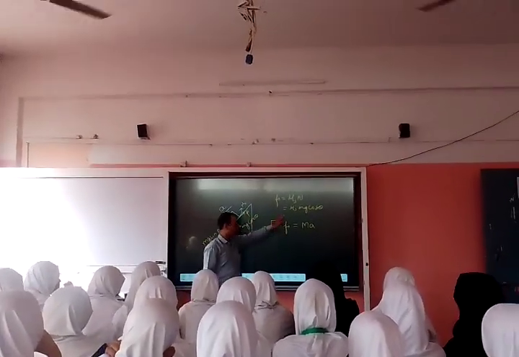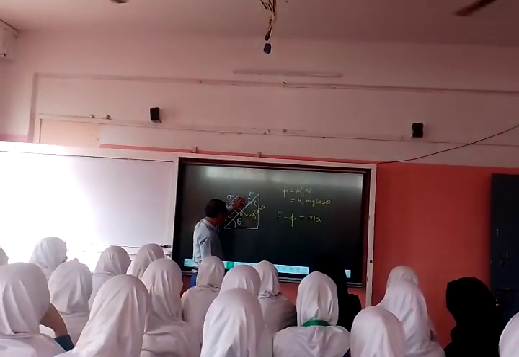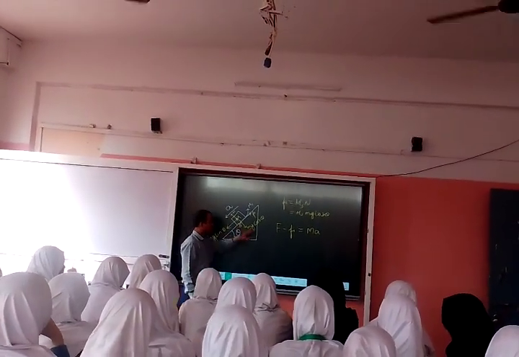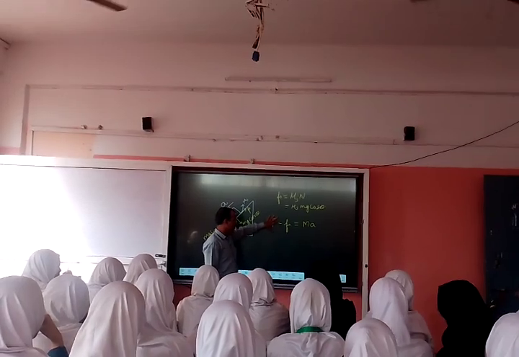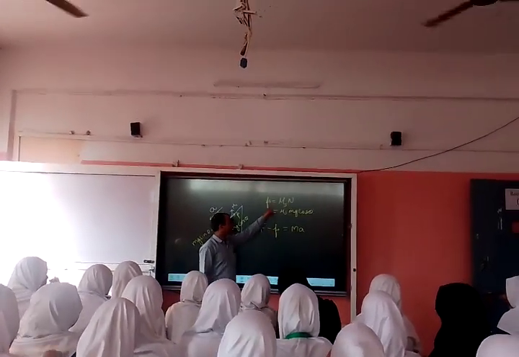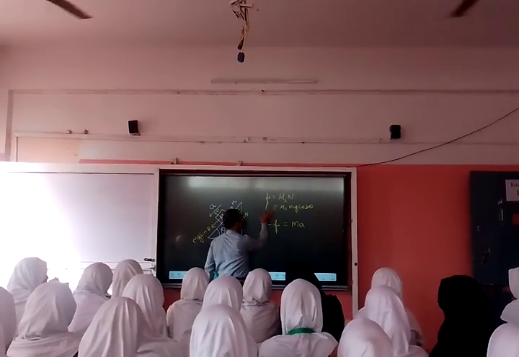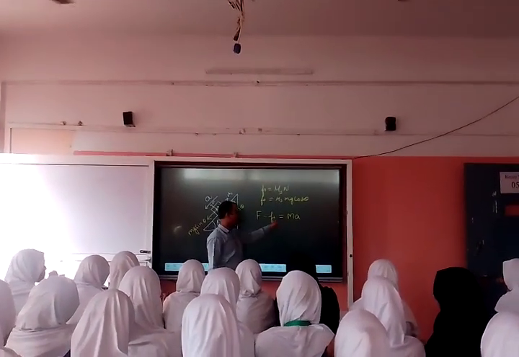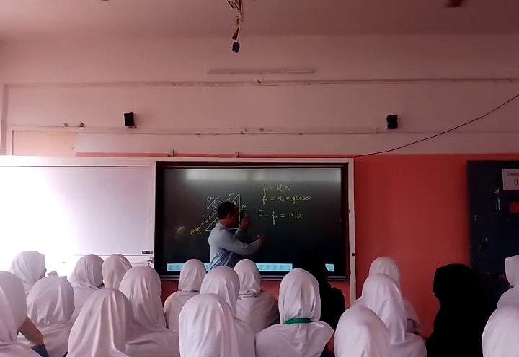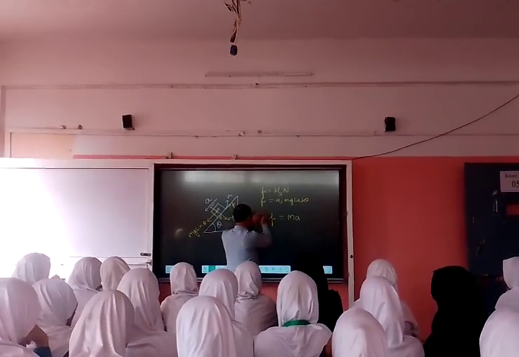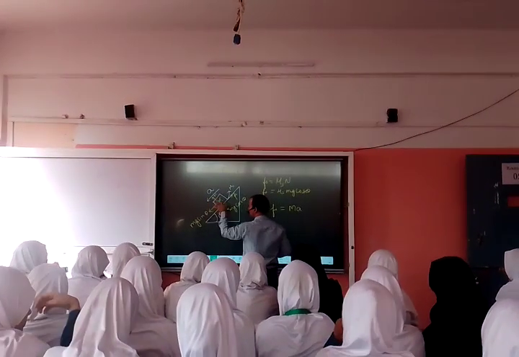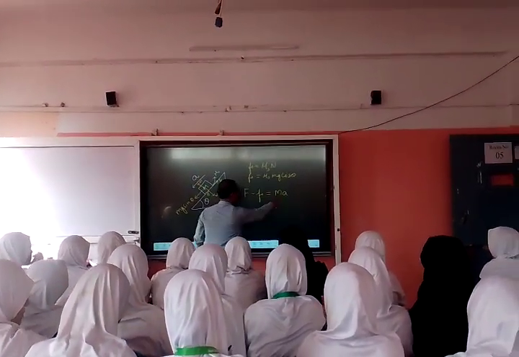That means whatever the remaining force is, due to that force the body will slide down on the inclined plane. So the applied force is mg sin theta minus the frictional force. When you subtract, this is called the net force, and due to this net force the body is moving downward. That net force accelerates the body. That is m into a.